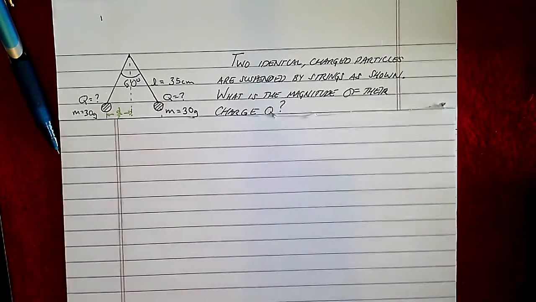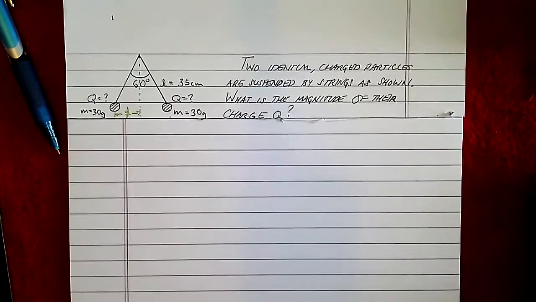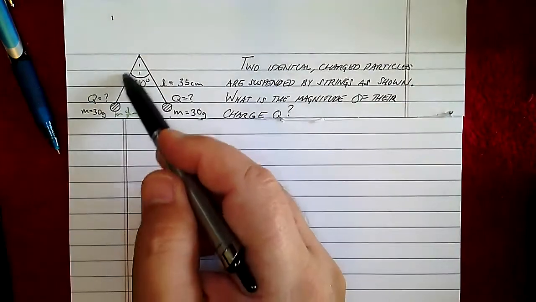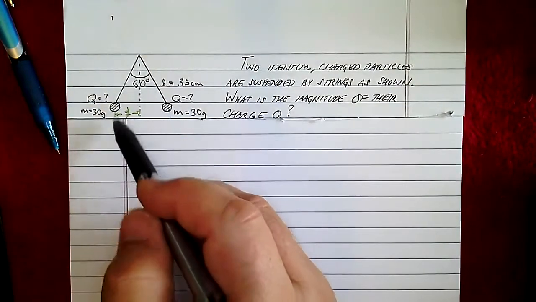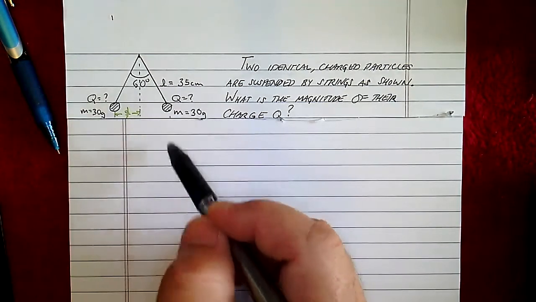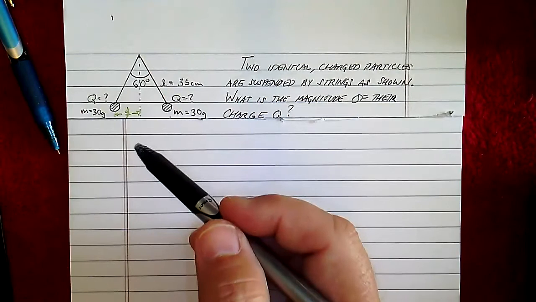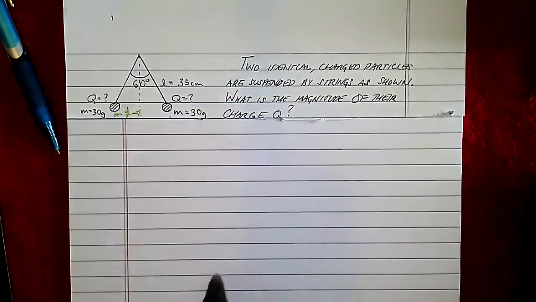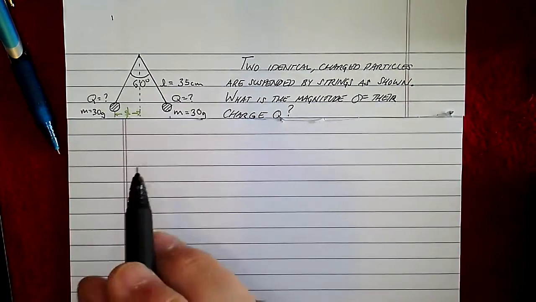We're going to have to take these forces that are actually acting on it, which includes the tension in the string, the gravitational force, and the Coulomb force. All of those are going to have to combine to give you a force of zero, so that's the vector problem as well. So let's get started on solving it.